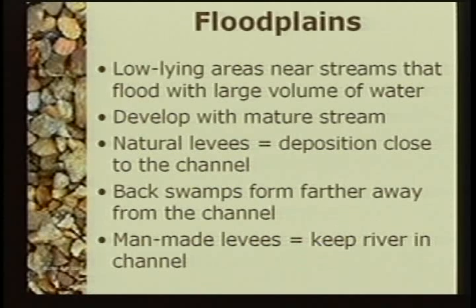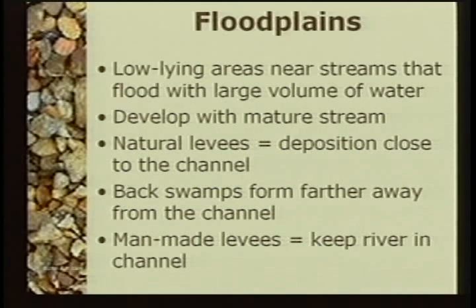Before we end, we need to talk just a little bit about floodplains. Floodplains are those low-lying areas near streams that flood periodically with large volumes of water. Now, floodplains are natural, and flooding is natural. There are some less severe floods that occur more often, and then there are the 100-year floods that occur usually less than every 100 years.